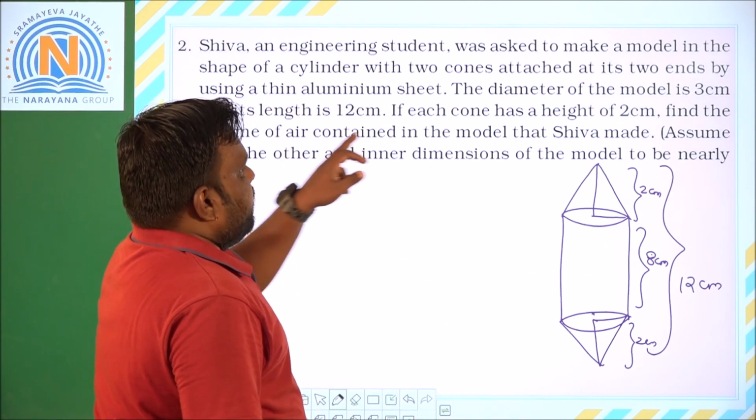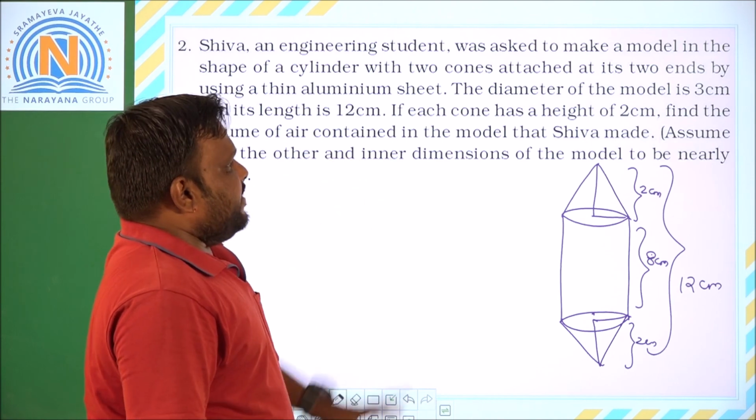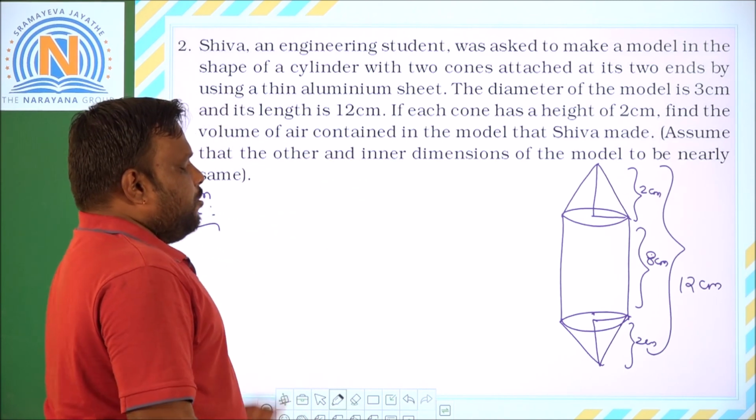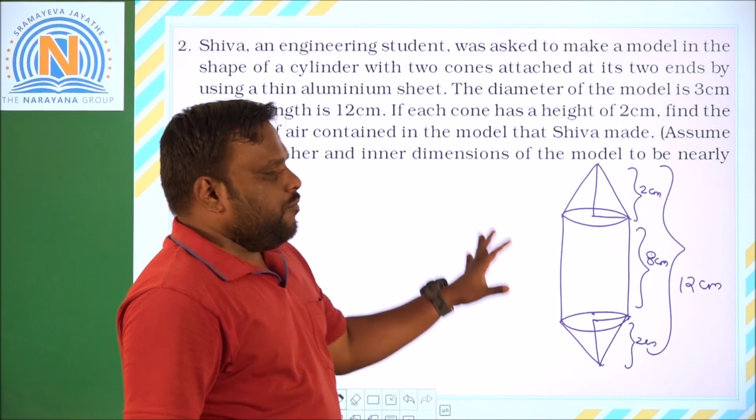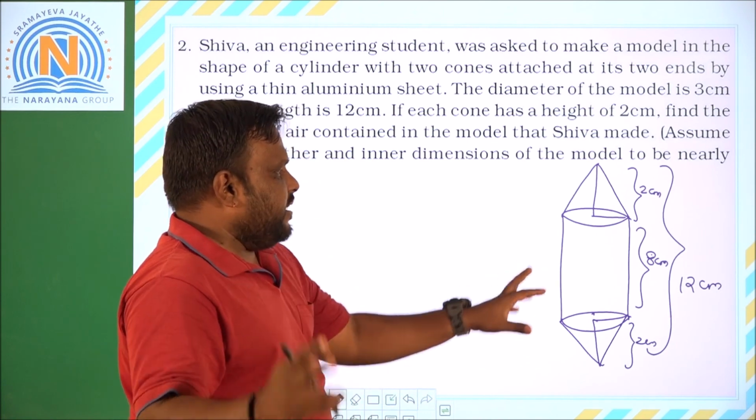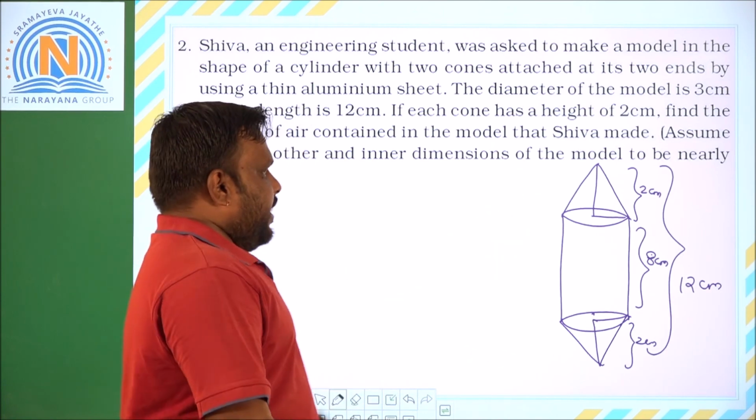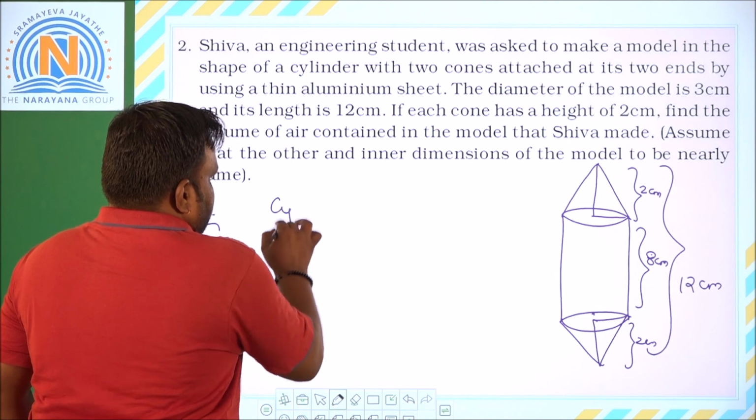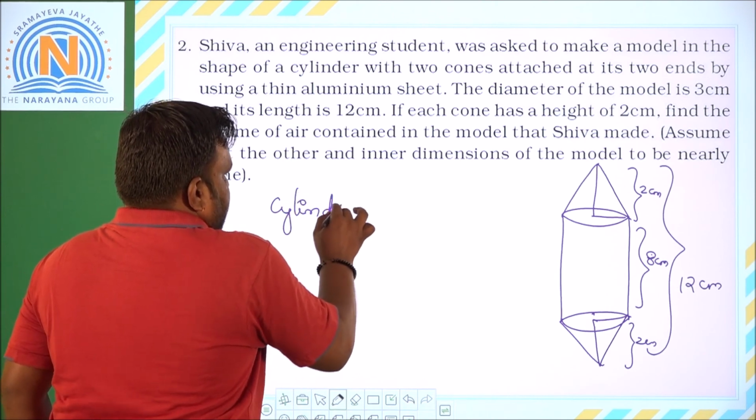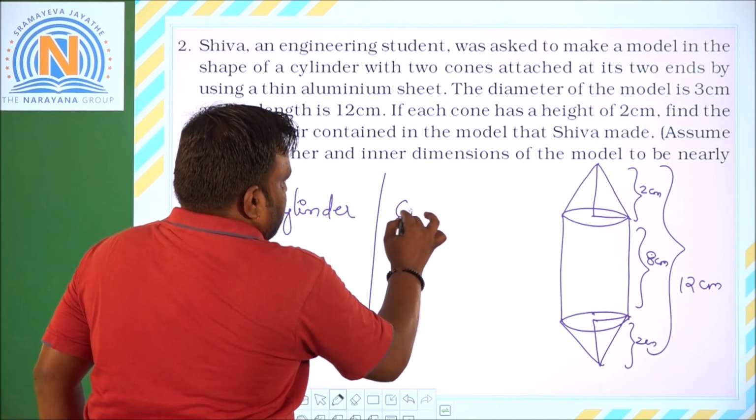The next part: find the volume of air contained in the model. First let us have this. In this complete model we have two shapes, that is the cylinder and the cone. First let us have the data for the cylinder, and the second one is the cone.